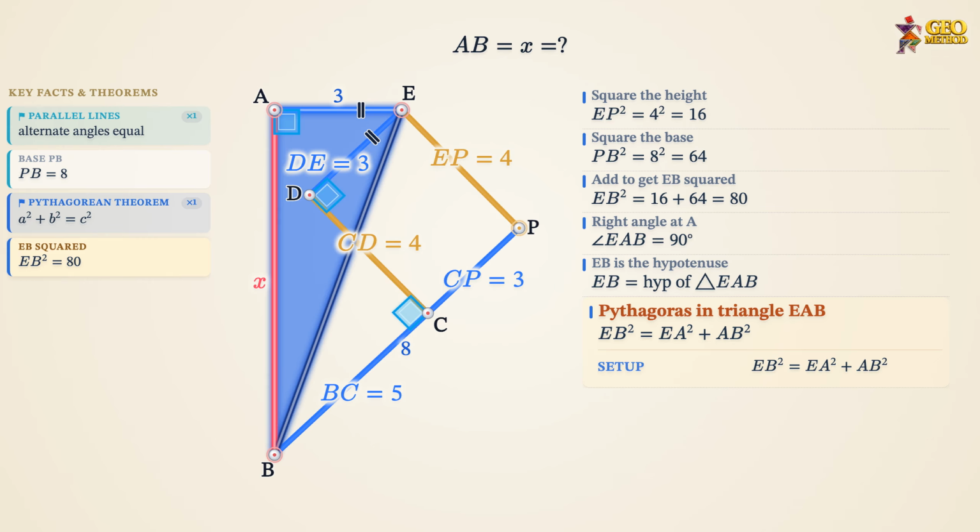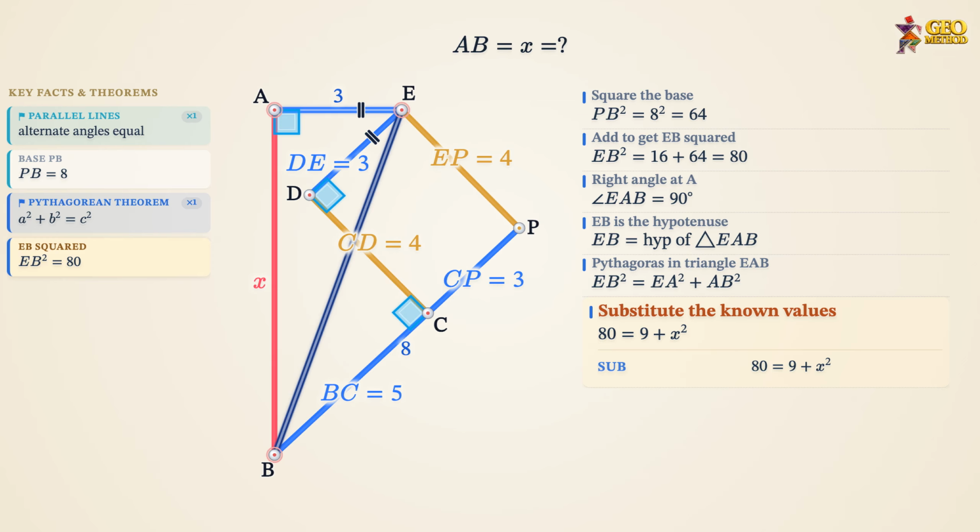Apply the Pythagorean theorem again. The hypotenuse segment EB squared equals segment EA squared plus segment AB squared. This is the equation that finally contains x. Substitute what we know. Segment EB squared is 80, and segment EA is 3, whose square is 9. So 80 equals 9 plus x squared.